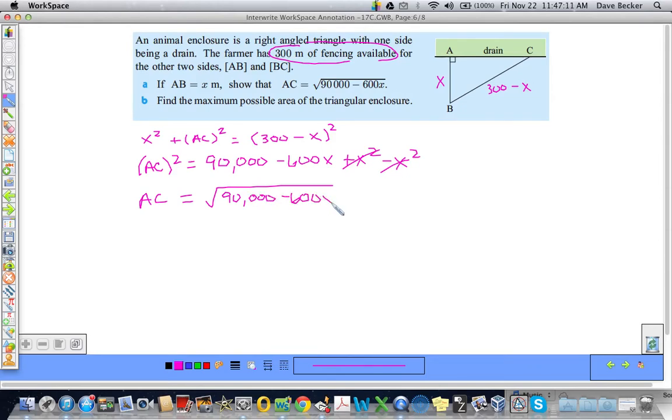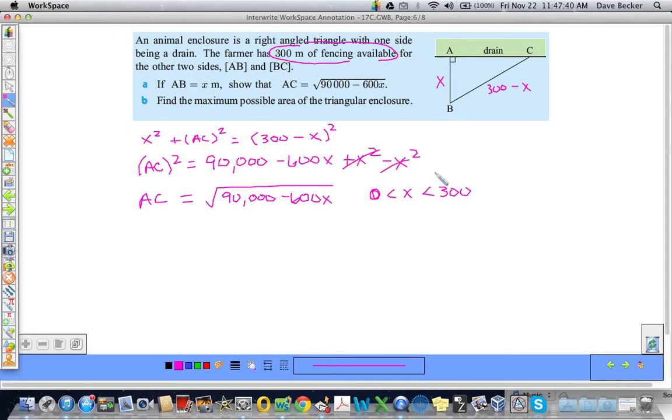And I didn't have to put plus or minus because it's only positive, because this is a length, which is positive. Length is always positive, I'm sorry. And we also know that 0 must be less than x, which must be less than 300, since there is only 300 feet of fence. Find the maximal possible area of the triangular enclosure.